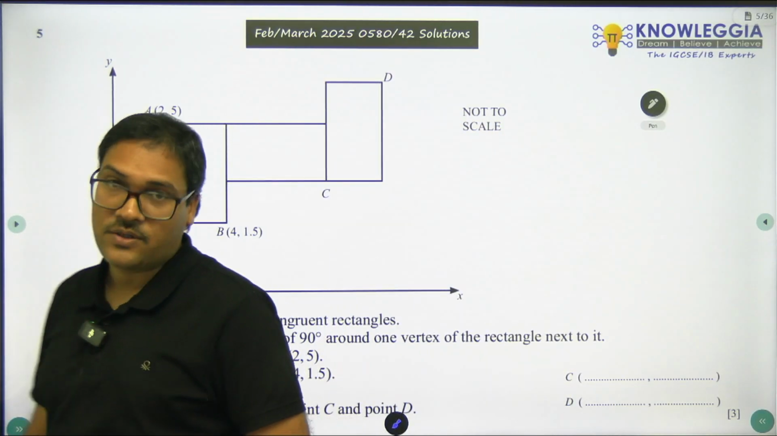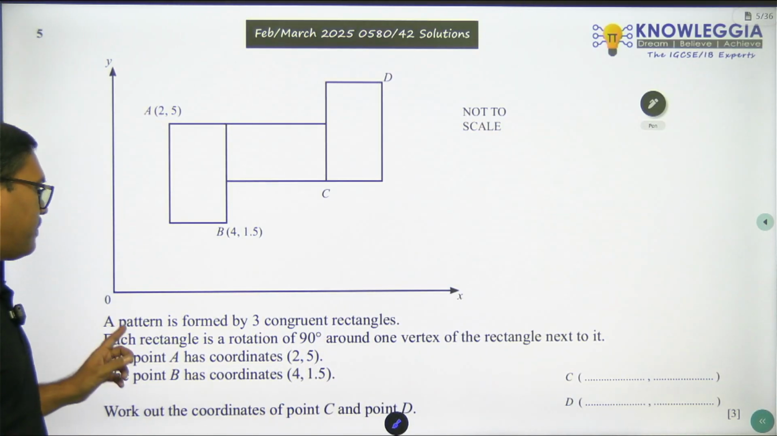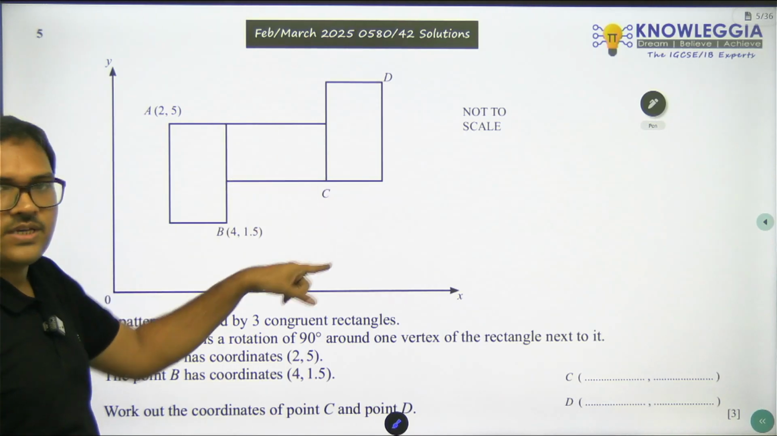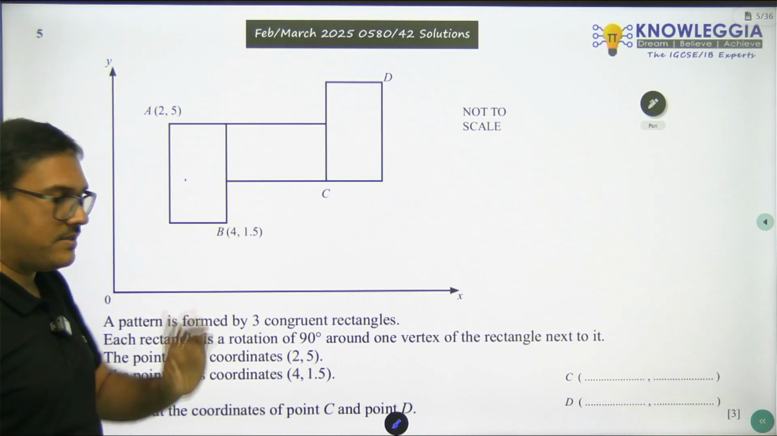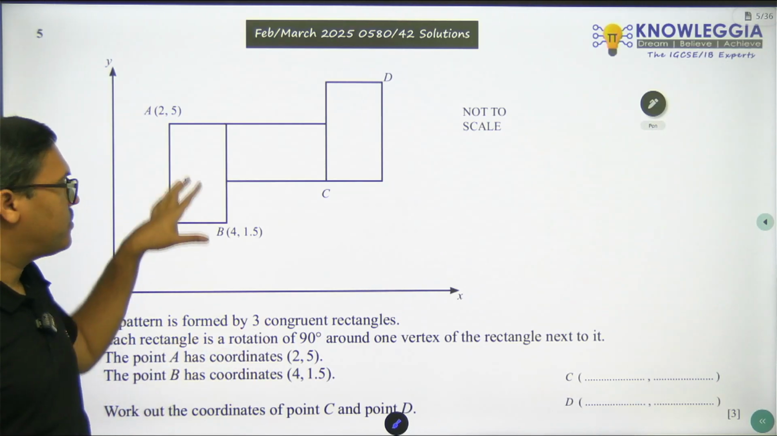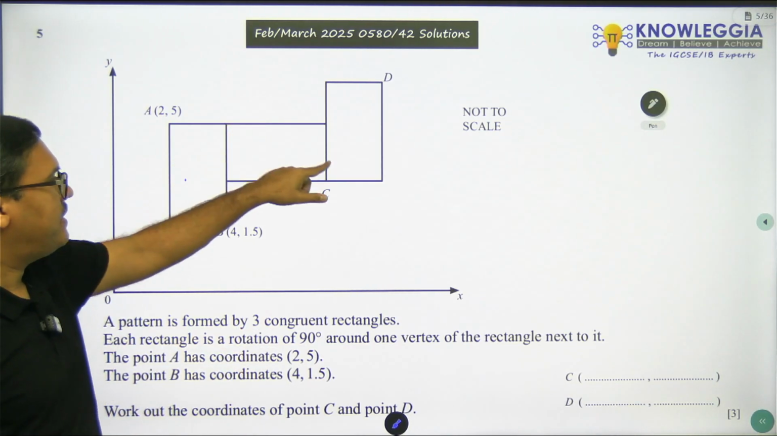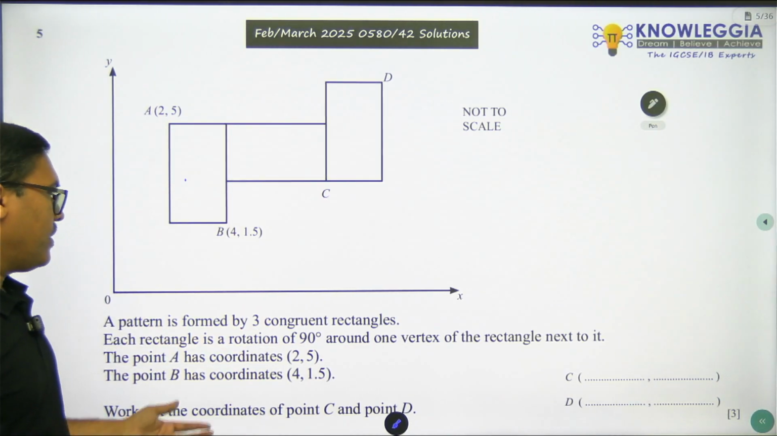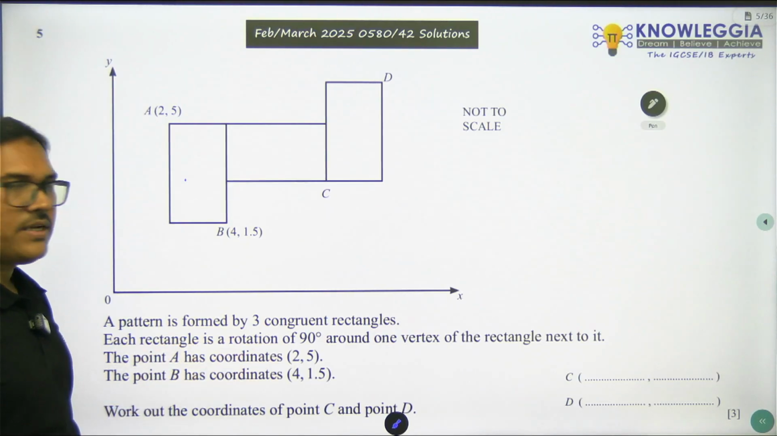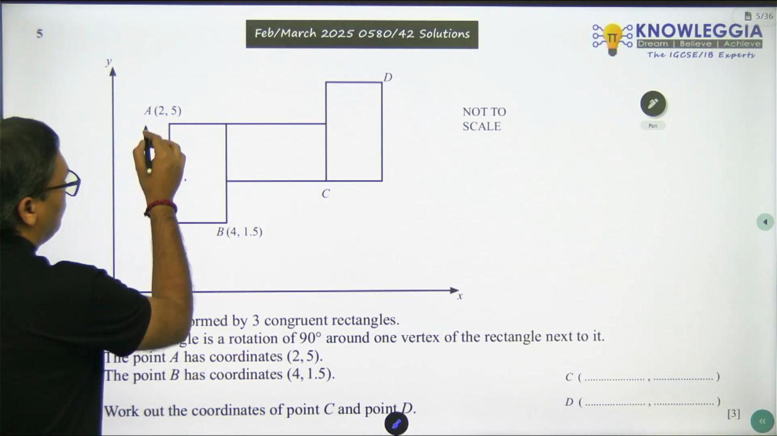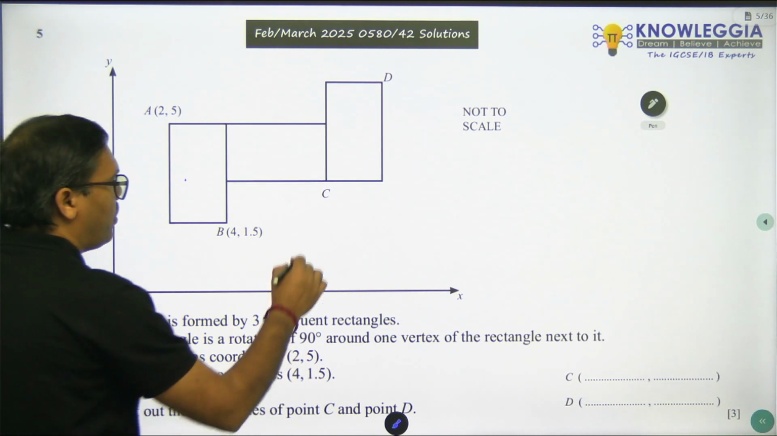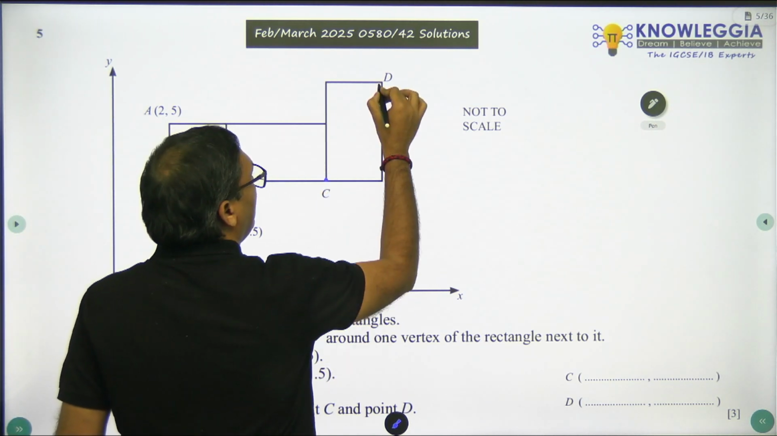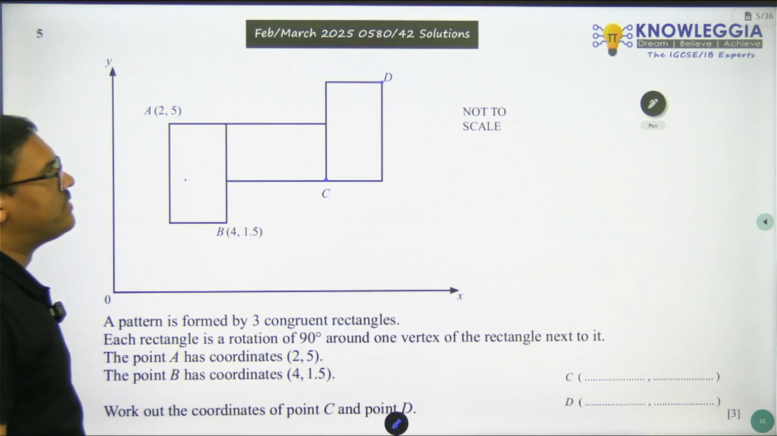Now the next question. Now this is an interesting question. The pattern is formed by three congruent rectangles. We have three rectangles, one, two, three, the same rectangles, right? Each rectangle is rotated by 90 degrees. That means this angle is 90 degrees, this angle is 90 degrees. Point A has coordinates (2, 5), and B has coordinates (4, 1.5). You have to find the coordinates of C and D.